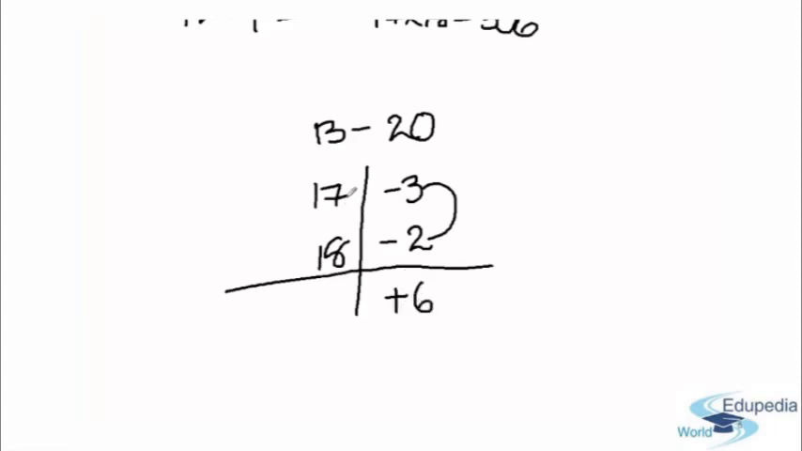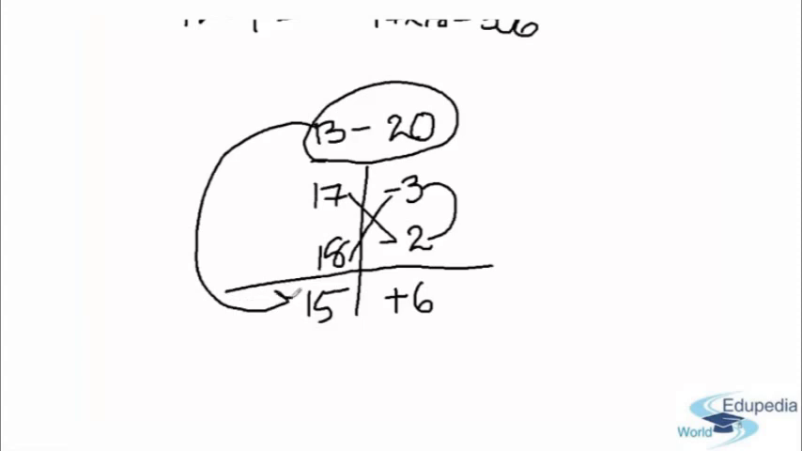Now you do cross subtraction in either of the ways. You subtract 17 and 2, you will get 15 as the answer. Here the base is 20, so you have to multiply the base with the number at the bottom of the left column side. If you multiply 20 and 15, the number that you get here is 300.